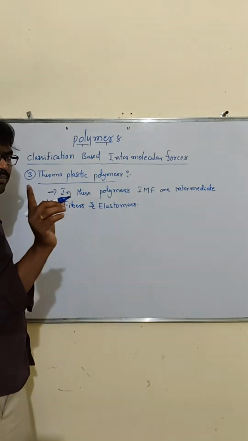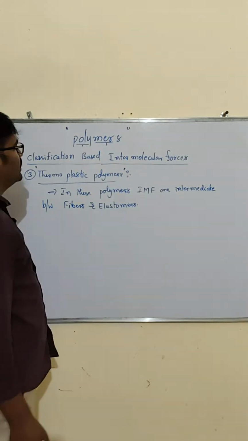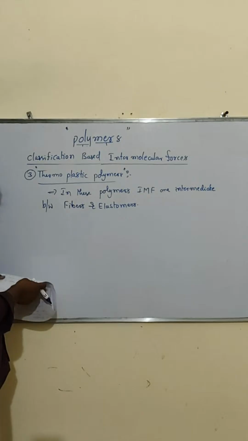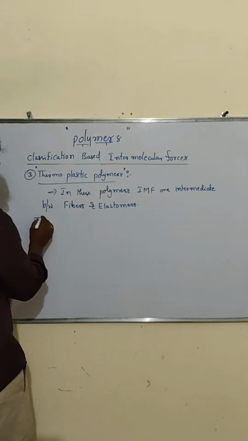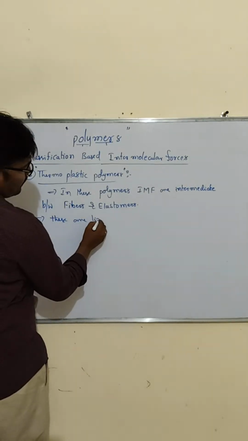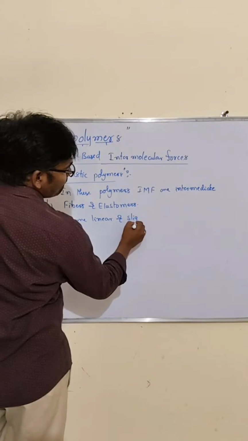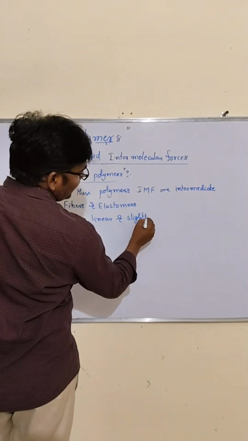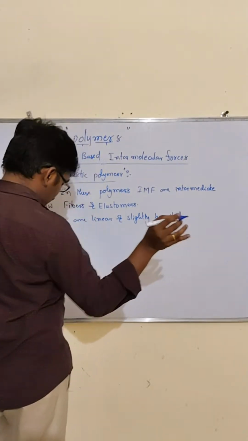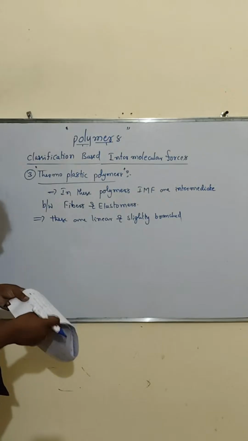Sir, here are some important qualities of the thermoplastic polymers. One is that these are linear and slightly branched. Then one more: softening on heating, hardening on cooling. So when heated they become soft.